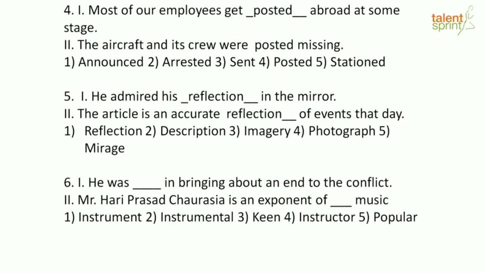Okay, so let's understand both these contexts, right? We're looking at what word class? We're looking at an adjective. He was dash in bringing about an end to the conflict. We need a word describing this person. In the second sentence also we need a word describing the music, right? So we're looking at an adjective. Now from my options I can automatically eliminate 2 options, which is option 1, instrument, which is a noun, and option 4, instructor, which is again a noun. So option 1 and 4 out because it's not the right word class.